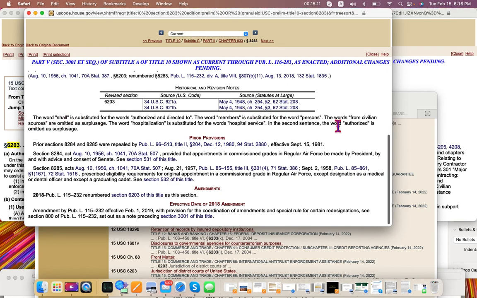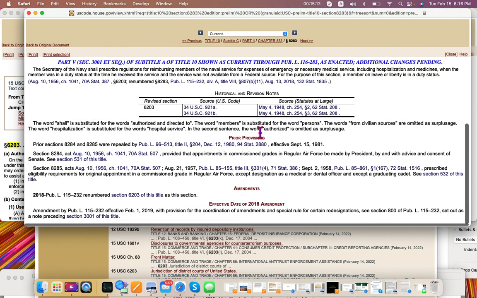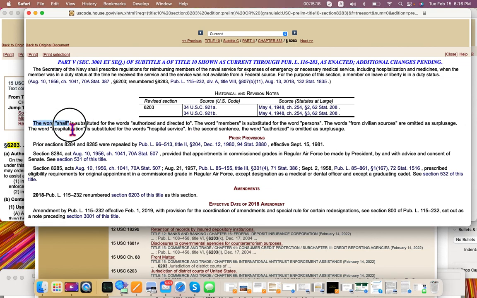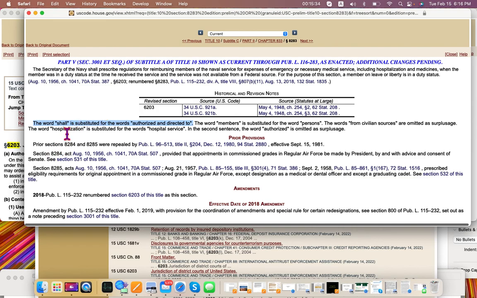They do this a lot in their titles, and this makes them quote unquote current. The word shall is substituted for the words authorized and directed to. So they take out authorized and directed to, which is more explanatory, and just place shall in there. So Title 10 is a positive law. This positive law is what you must do, but only on federal lands. The federal people, they must or shall do these things.